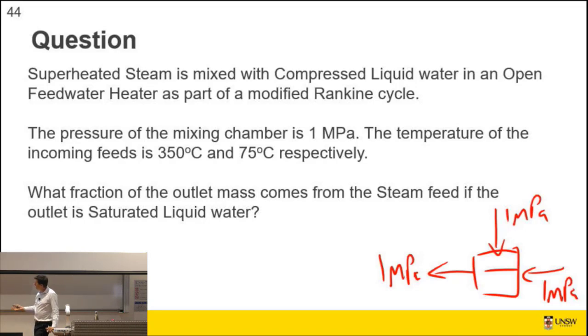What fraction of the outlet mass comes from the steam feed if the outlet is saturated water? So we've said here x equals 0 and 1 MPa, so we defined our state. Here we've said 1 MPa and 350, so we defined our state, two independent intrinsic variables. Here we've said 1 MPa and 75 degrees, so we defined our state there.